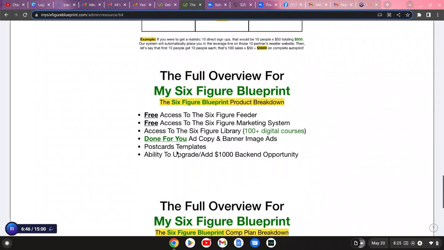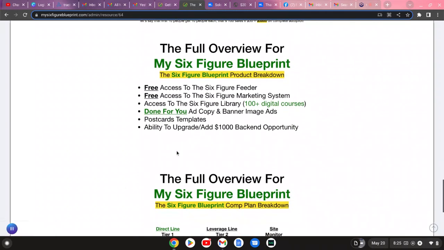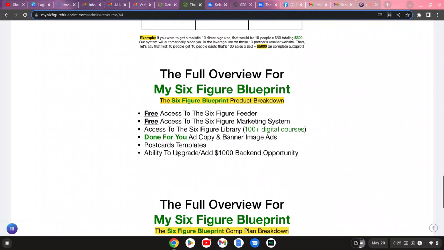All right. Next, I'm gonna go over the actual 6-figure blueprint. This is the top dog. This is the $300, soon to be $400 system. Okay. This is the last one. This is the 6-figure blueprint. What you get with the 6-figure blueprint is free access to the feeder and the marketing system. So you will get access to everything. Basically, joining at the 300 gives you everything. It's $300 to come in at this level. Like I say, it's going to 400 June 1st.